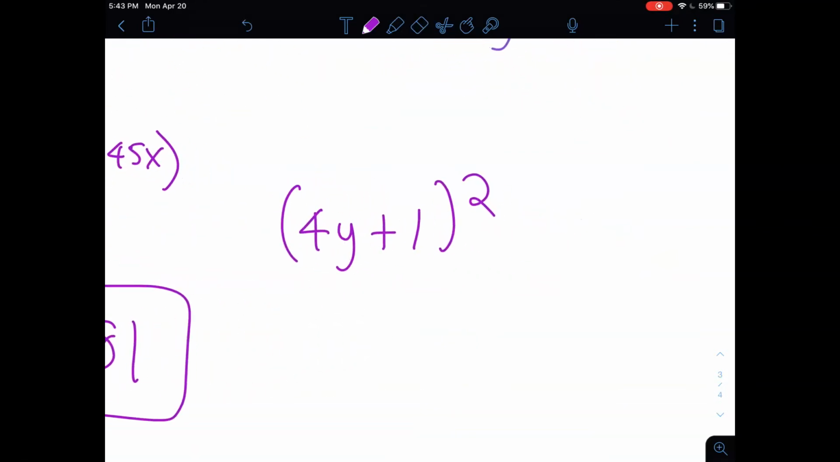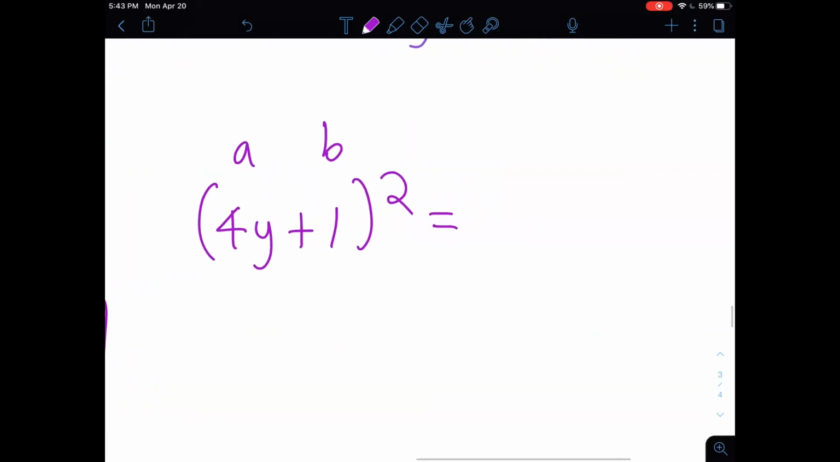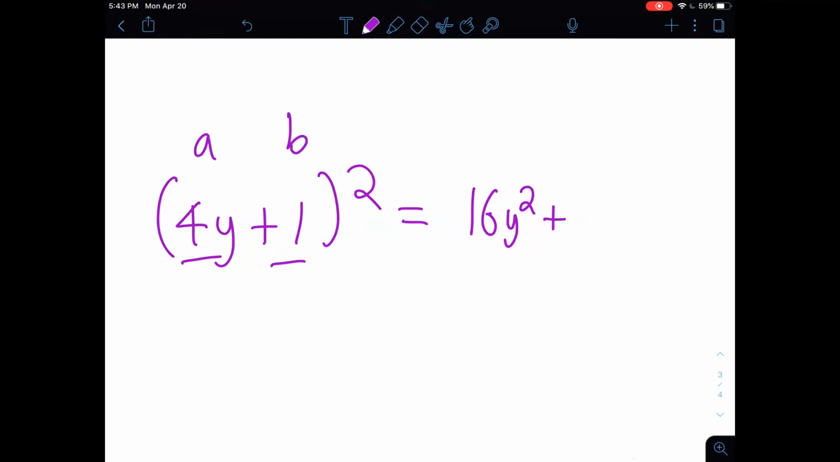So 4y plus 1, there's our A, there's our B. So what is A squared? If A is 4y, A squared is going to be 16y squared. Okay? Then we're going to multiply A and B and double it. So what is 4y times 1? That is 4y, and double 4y is what? That is 8y. And then we got b squared, which is just positive 1 squared, which is going to be plus 1.